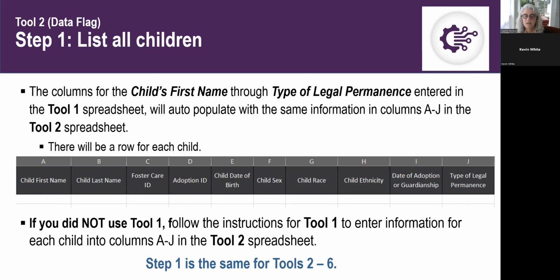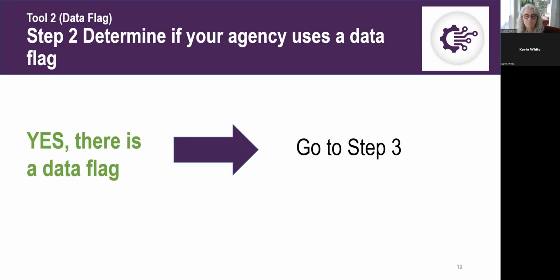The first step is the same for Tools 2 through 6. So as we walk through the other tools, we won't repeat this step again. We will start with Step 2. If you are not using Tool 1, please follow steps outlined in Tool 1 to complete these columns in Tool 2, columns A through J. Next. This slide is titled Step 2, Determine if your agency used a data flag. If your agency does have a data flag, go to Step 3. Next.